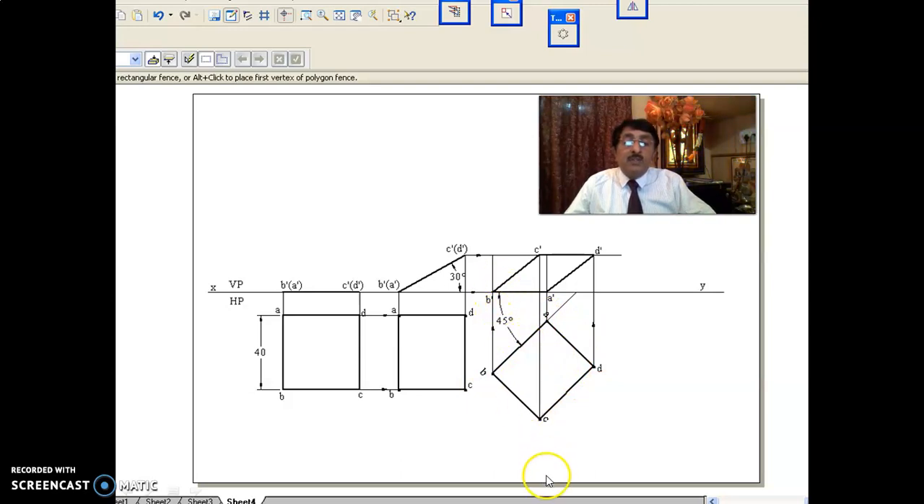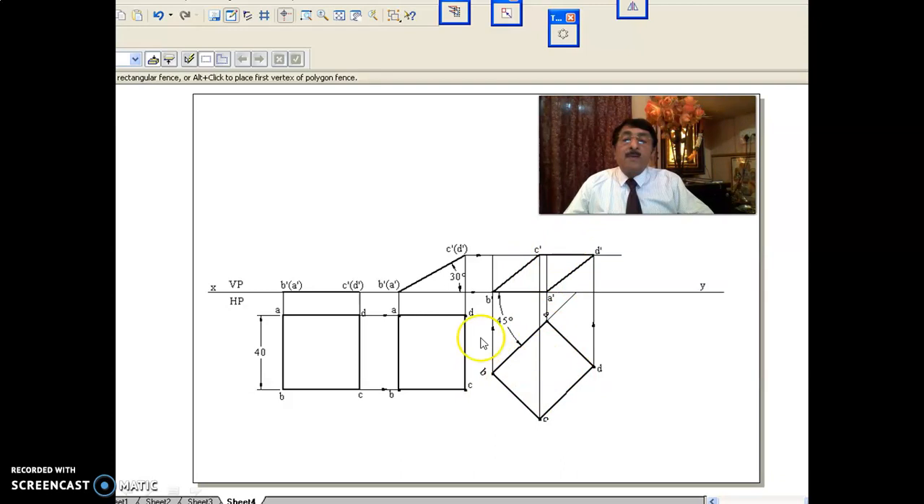When it is in this position, you are viewing from here. You always understand, you are looking in this direction, perpendicular to VP. Direction of vision is perpendicular to VP. In this position, how is it seen? In the front view you have to draw. That is this front view. Top view has already been done.